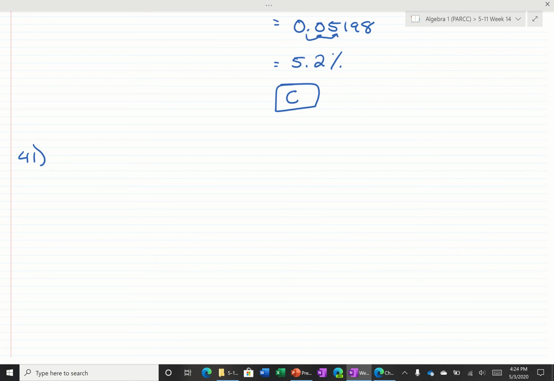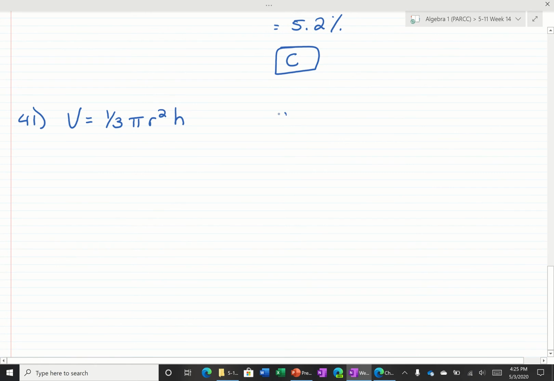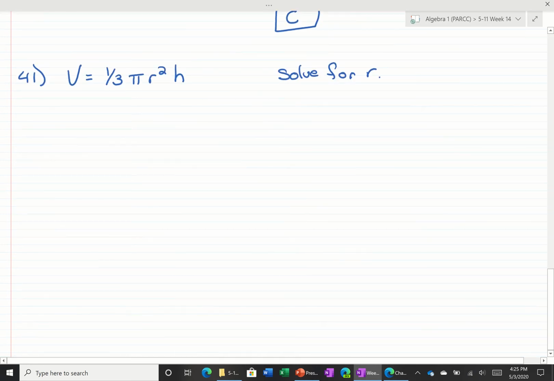So it gives us a few different options, but we know that the volume of a cone is 1/3 times pi r squared h. So the question's asking us to solve for r. Alright, so that's what we're looking to do. So let's try to get r by itself.